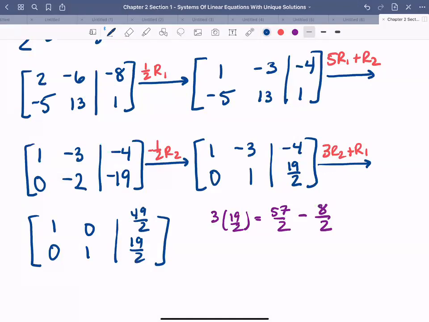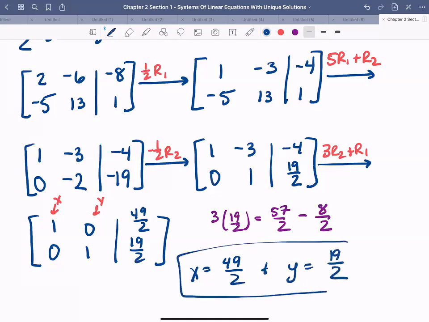So what does this tell us? Remember, this column is our x, this column is our y. This tells us that x equals 49 over 2, and our y value is 19 over 2. These are the values that will satisfy both equations at the exact same time for them to equal each other.